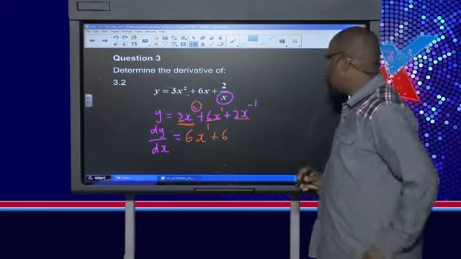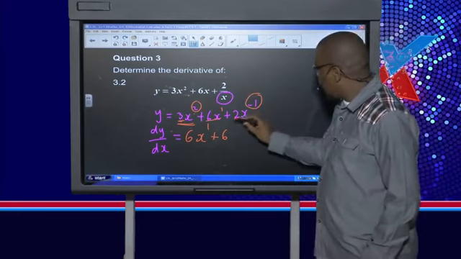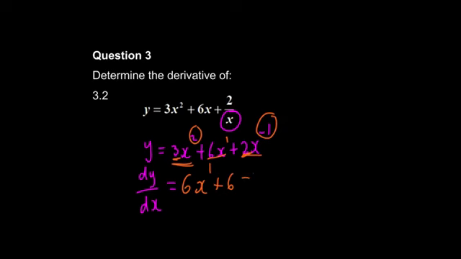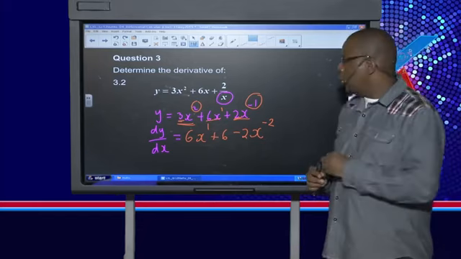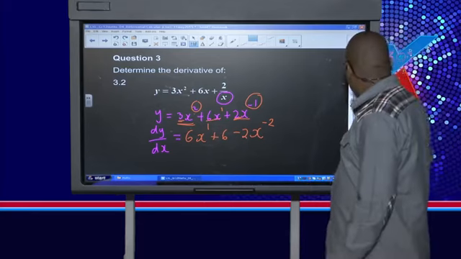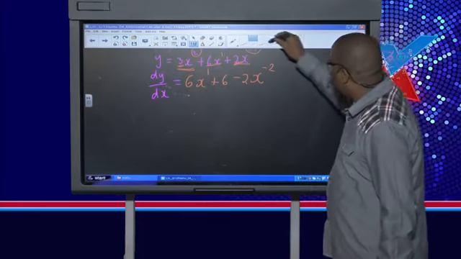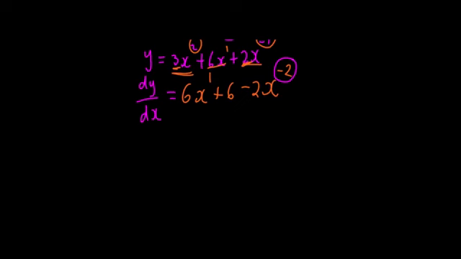Now we move on to this one. You've got a minus 1 times 2, which gives us minus 2, x to the exponent minus 1, we get minus 2. So that is your dy dx, your derivative with respect to x. But now if they asked you to leave your answers with positive exponents, what you need to do, you look, you have a negative exponent, you can just take your x to the exponent 2 down. So this will be your 6x plus 6 minus 2 all over x squared. So that is your dy dx.